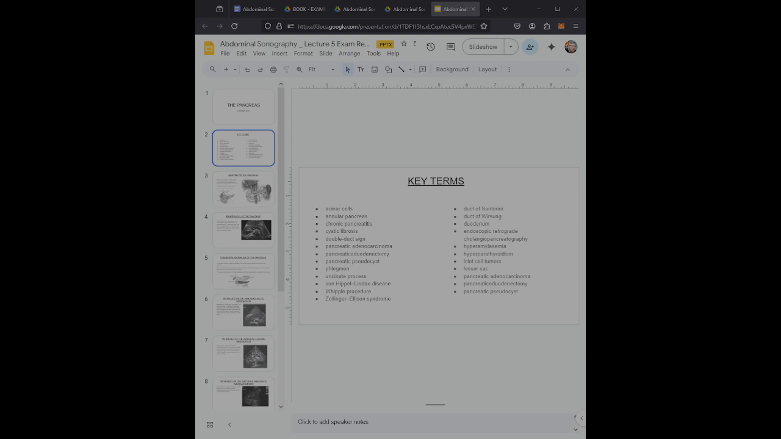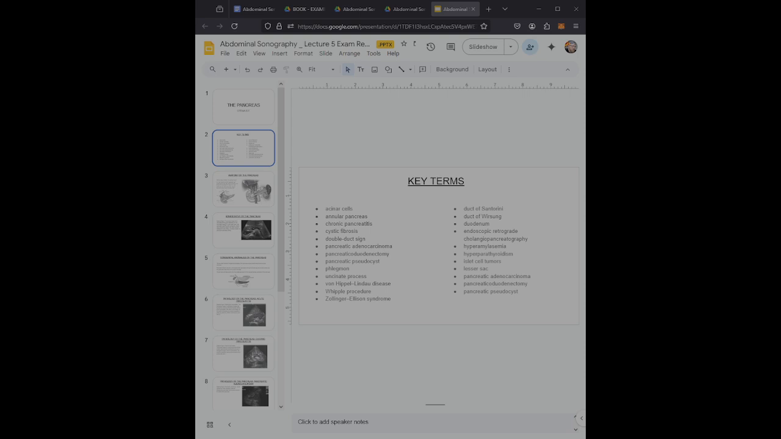Pancreatic adenocarcinoma is the most common form of pancreatic malignancy. Pancreas divisum is a congenital anomaly of the pancreas that results in a shortened main pancreatic duct, and it only drains the pancreatic head and not the entire pancreas.